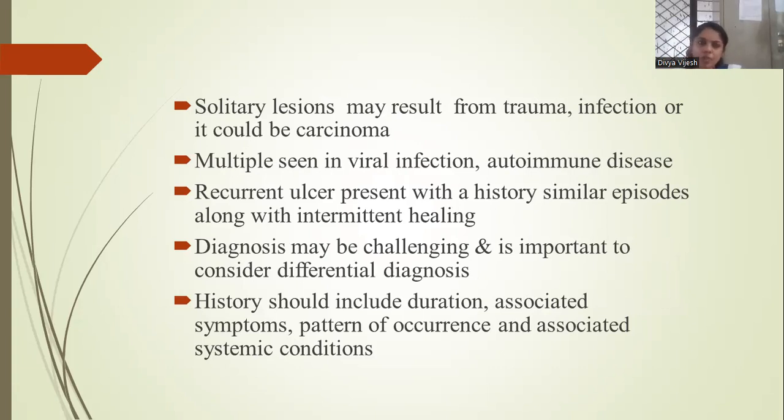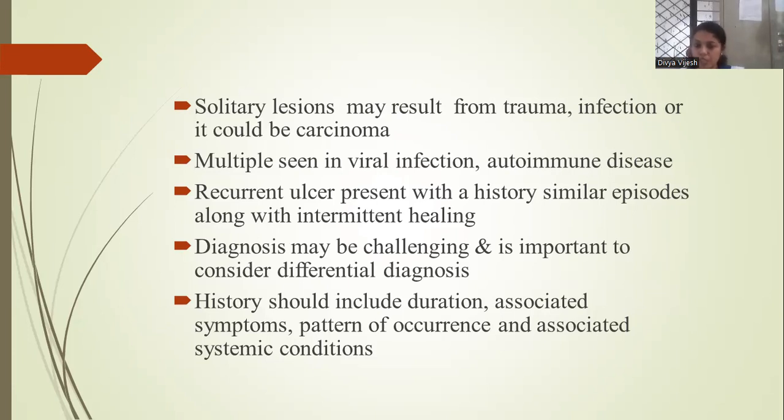Okay, and also you have to ask whether there is recurrence of these ulcers, whether you got these ulcers 1 year back or 6 months back or something like that. So for recurrent ulcers, you have to take the history of similar episodes. Okay, history of these similar episodes. So you have to ask whether it is acute or chronic, or whether it is a recurrent type of ulcer. All detailed history you have to take, and diagnosis may be challenging, and it is important to consider. Then only you can reach the differential diagnosis.